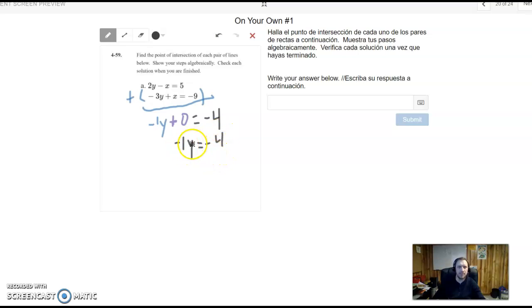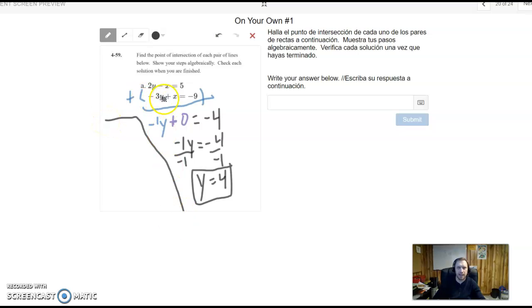Well, negative 1 times what number is negative 4? If you can't see it, go ahead and divide both sides by negative 1. And you end up with negative 4 divided by negative 1 is a positive 4. Is that the end of this answer? Of course not. We need to back substitute, right? We got to plug back into one of our equations.